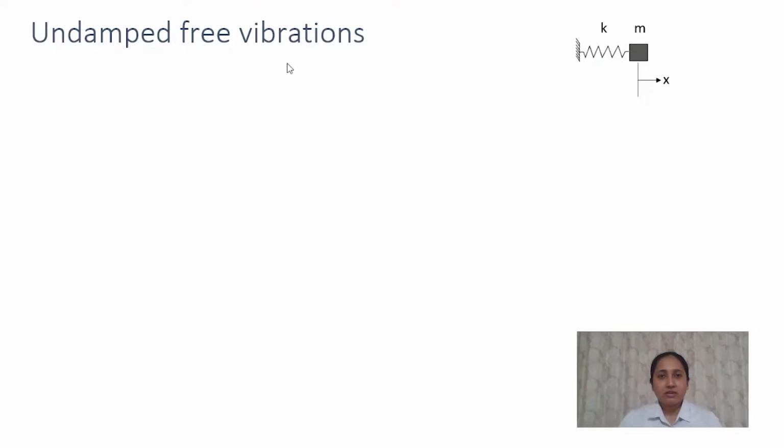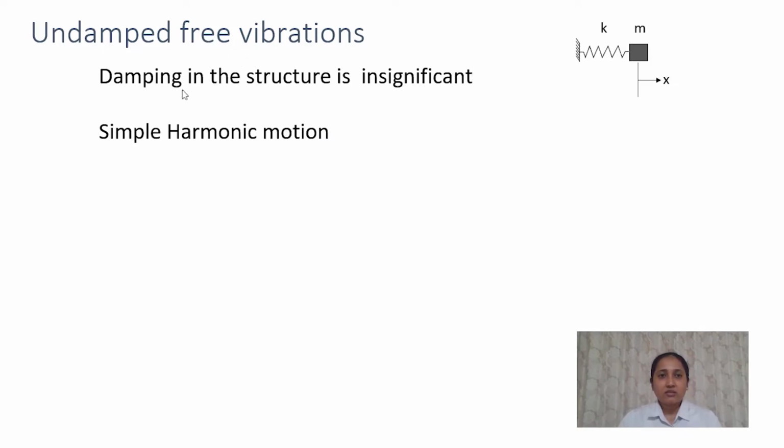Now we will discuss undamped free vibrations. Here we assume that there's no damping present in the system. So the system has a mass and some stiffness. It is unrealistic to assume that there's no damping present in the system, because any real system will have some amount of damping present in it. This assumption is valid when the damping in the structure is very insignificant, and these types of vibrations are also known as simple harmonic motion.